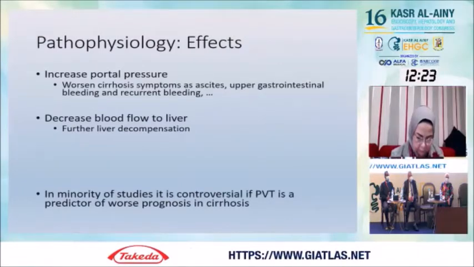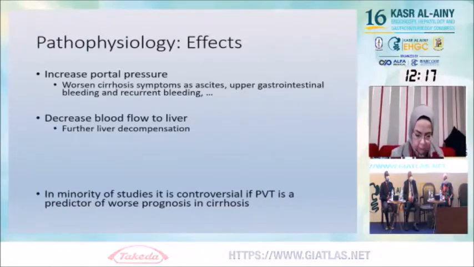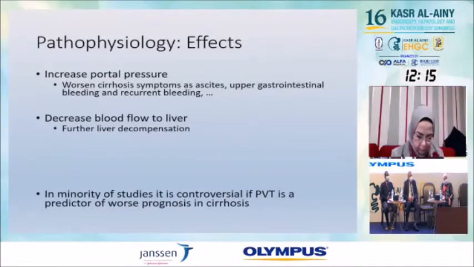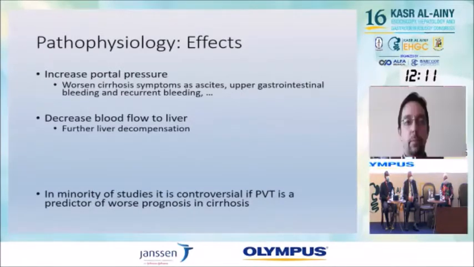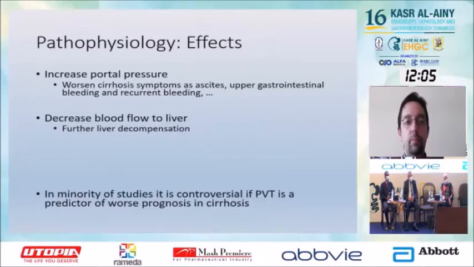Effects include increased portal pressure, which worsens the cirrhosis symptoms such as ascites, upper gastrointestinal bleeding, and recurrent bleeding. Also, it causes a decrease of blood flow to the liver, with further liver decompensation. In a minority of studies, it was controversial if portal vein thrombosis is a predictor of worse prognosis in cirrhosis.